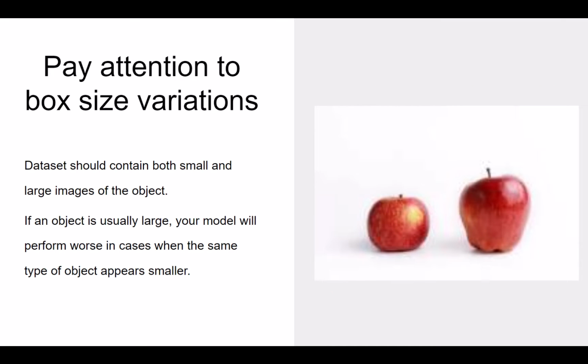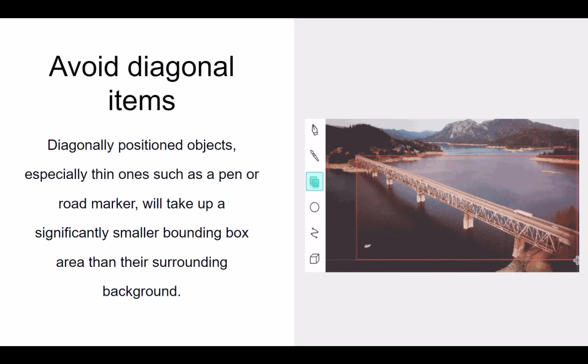The second thing is about data collection, but it is also relatable to data annotation: both smaller and larger images of an object should be included in the dataset, so that our model will be trained effectively and will perform well for both small and large occurrences of the object. So for a smaller apple, the bounding box will be small, and for a larger apple, the bounding box will be large. And the third thing is again these diagonal items.